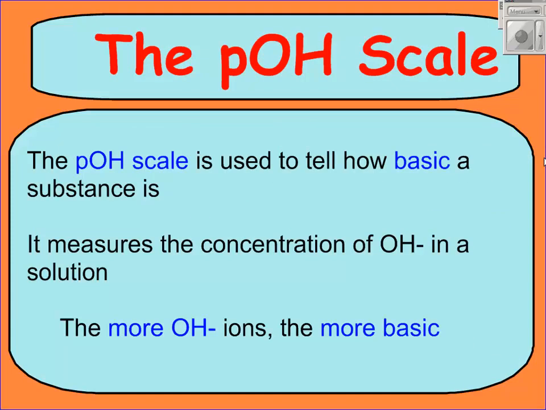We started with the pH scale. Let's now look at the pOH scale. The pOH scale is used just like the pH scale in that it is measuring strength of a substance. But it's not measuring to see how acidic something is, but instead how basic something is. In other words, it's measuring the concentration of hydroxide in a solution.